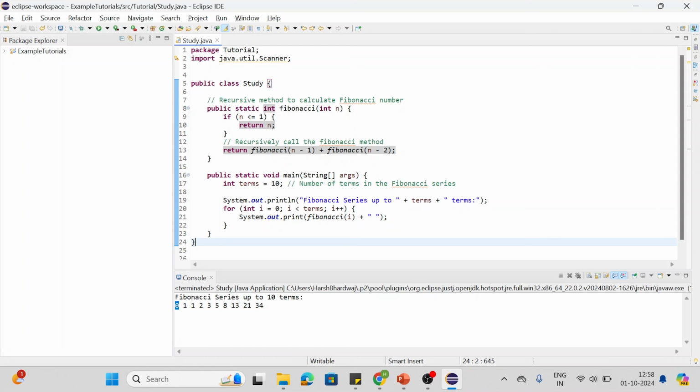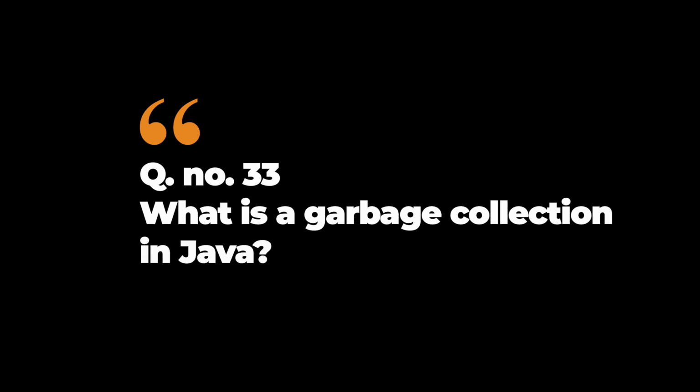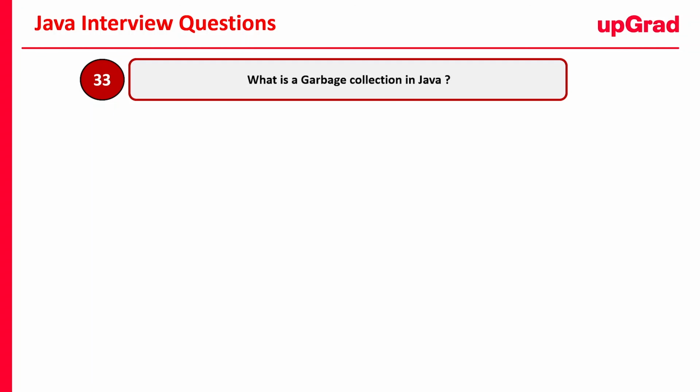Alright, now let's get back to question number 33. Question number 33 is, what is garbage collection in Java? Here the interviewer is asking you what garbage collection in Java is, and the interviewer wants to assess your understanding of how Java manages memory.